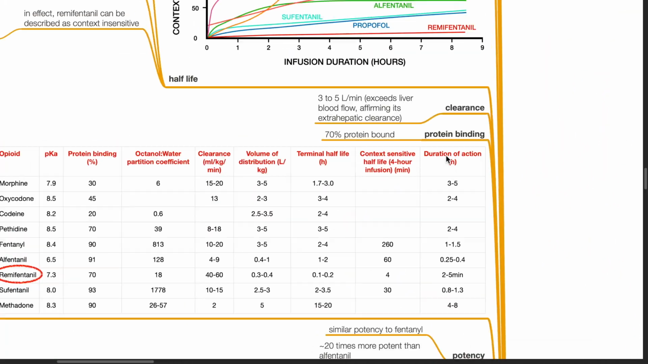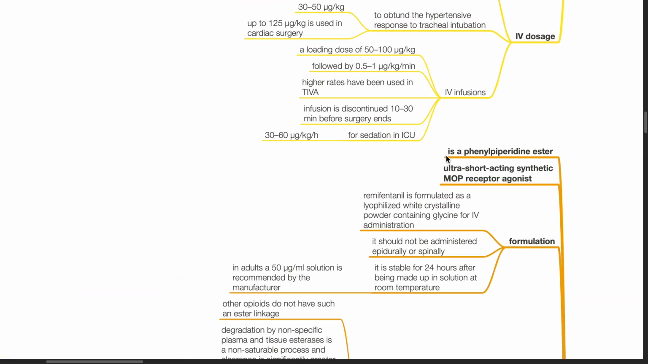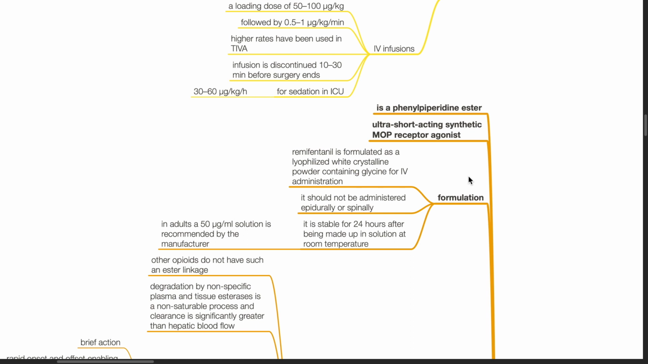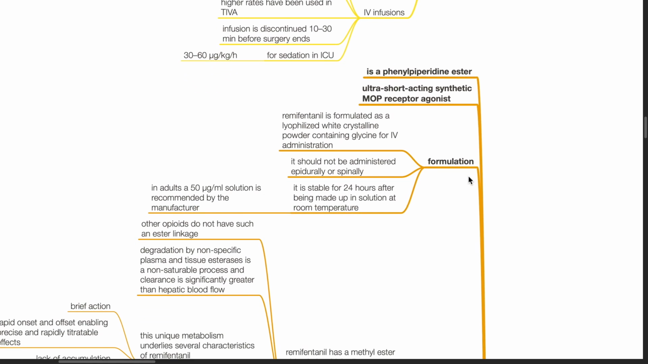Remifentanil. This is a phenylpiperidine ester. It is an ultra-short-acting synthetic MOP receptor agonist. Formulation. Remifentanil is formulated as a lyophilized white crystalline powder containing glycine for IV administration. It should not be administered epidurally or spinally. It is stable for 24 hours after being made up in solution at room temperature. In adults, a 50 mcg per mL solution is recommended by the manufacturer.